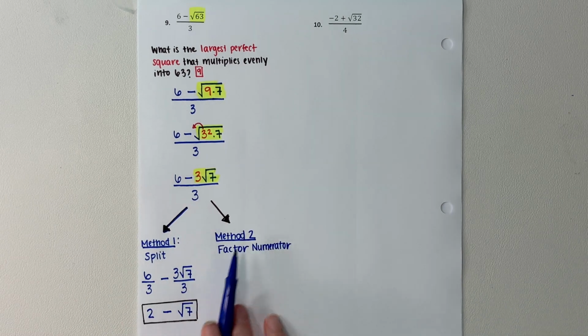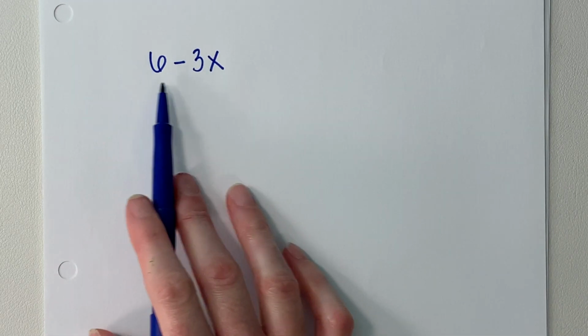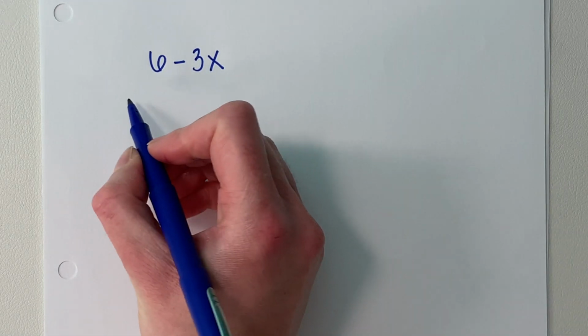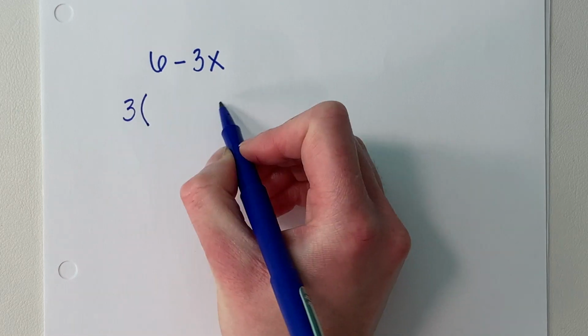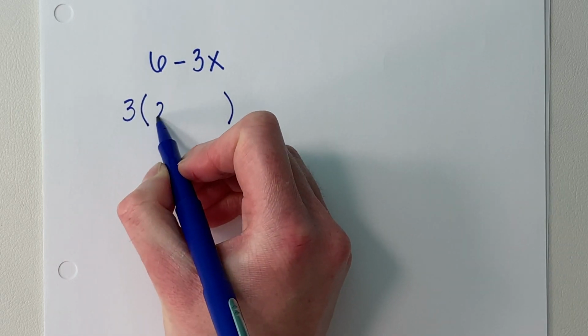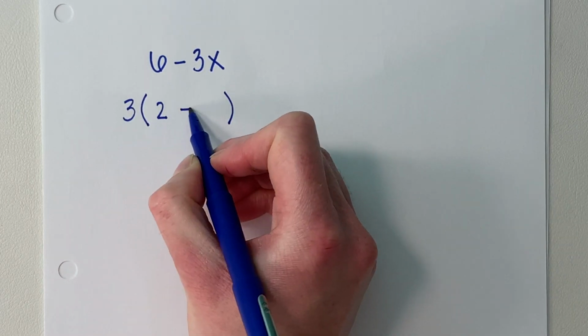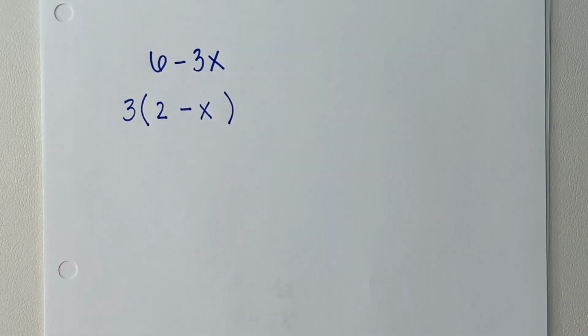In method 2, we're going to factor the numerator. Let's look at a similar related example. Let's suppose we're trying to factor this expression here. The GCF here would be 3, so we put the 3 outside of parentheses, and then 3 times 2 will give us 6, and 3 times a negative x will give us our negative 3x.